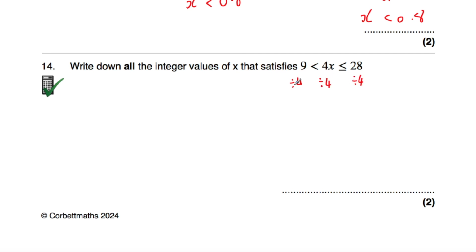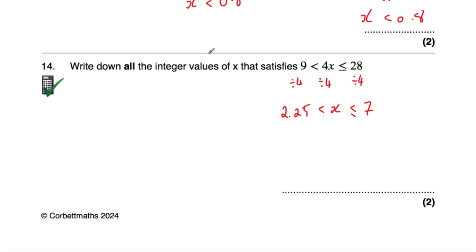9 divided by 4, it's a calculator question, so 9 divided by 4 would be 2.25 or 9/4, but I'd probably write it as a decimal, 2.25. It actually helps us spot the integer values. That's going to be less than, 4x divided by 4 would just be x, and that'll be less than or equal to, and 28 divided by 4 is 7. So you've got x is greater than 2.25, but less than or equal to 7.